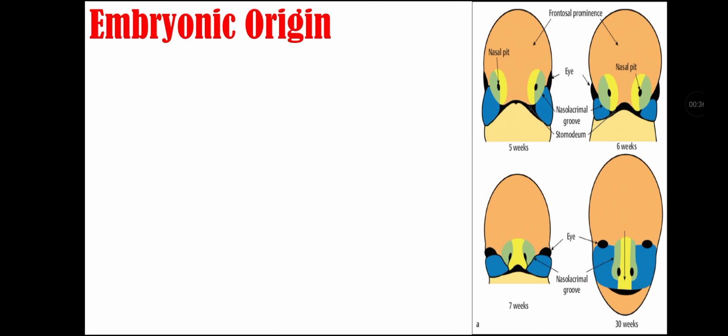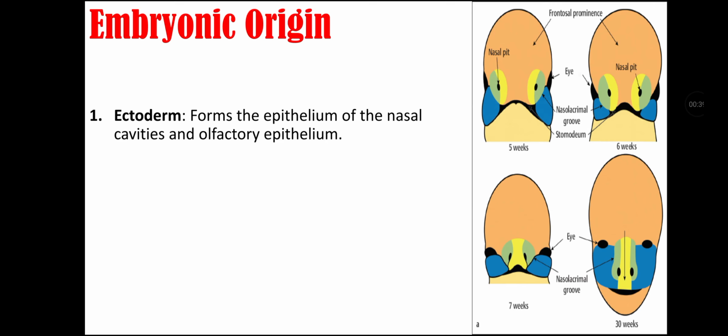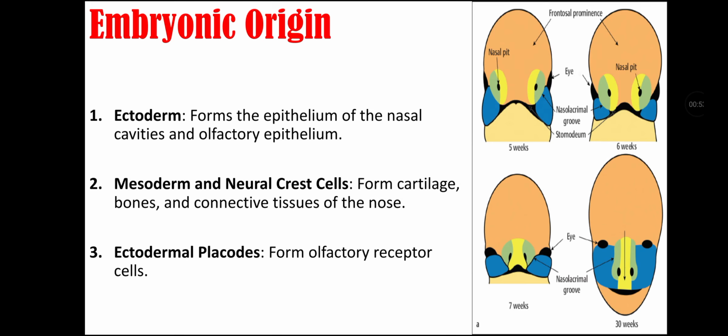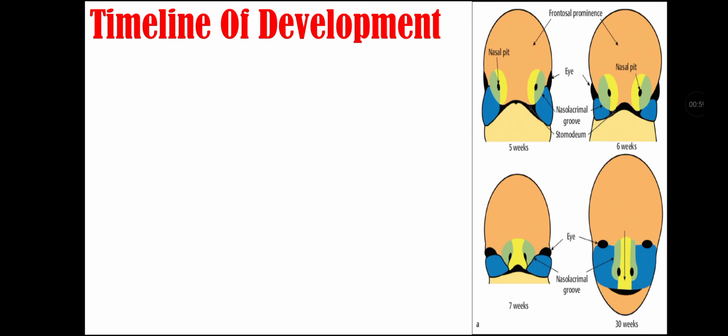Embryonic origin of nose includes ectoderm that forms the epithelium of nasal cavity and olfactory epithelium. Embryonic origin also includes mesoderm and neural crest cells that form cartilage, bone, and connective tissue of the nose. Third embryonic region of nose is embryonic ectodermal placodes that form olfactory receptor cells.